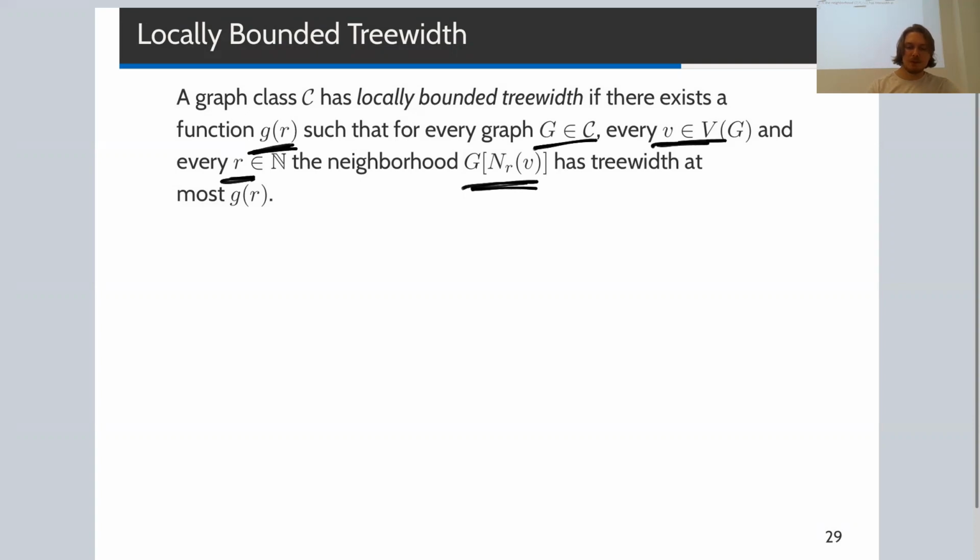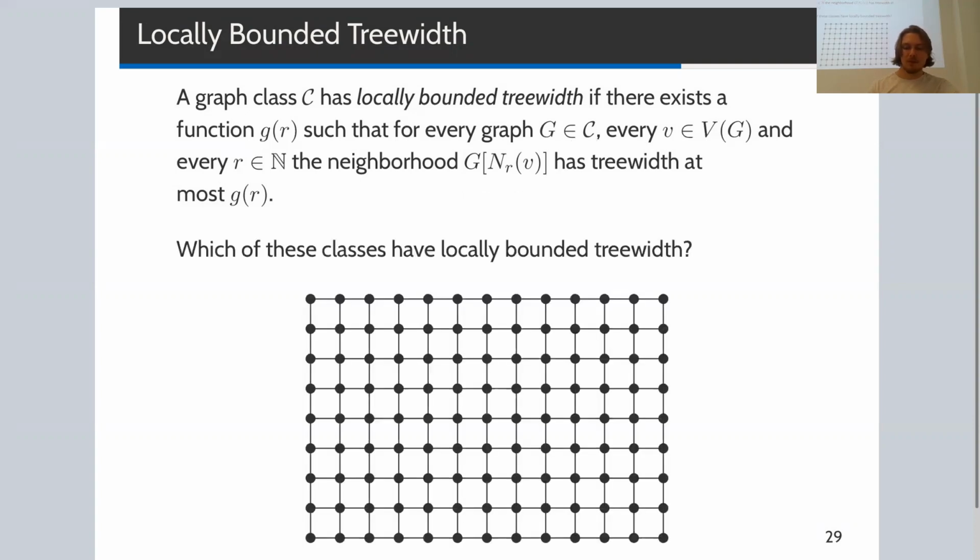So let's consider some examples. So here we have the class of all grids. Does the class of all grids have locally bounded tree width? We have to check whether the tree width of every r neighborhood depends only on r. So let's take an arbitrary r neighborhood. So we pick a vertex, and every vertex with distance at most r from it.